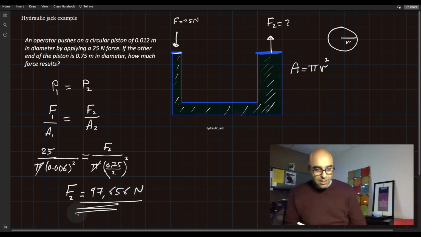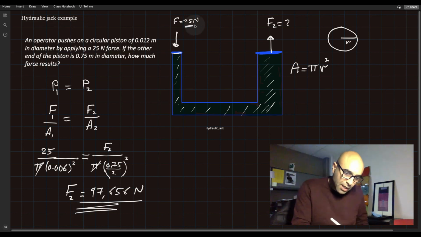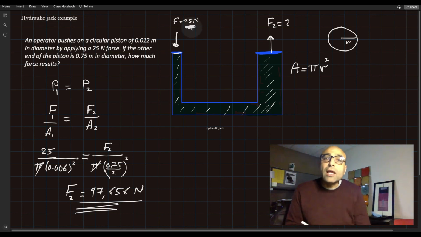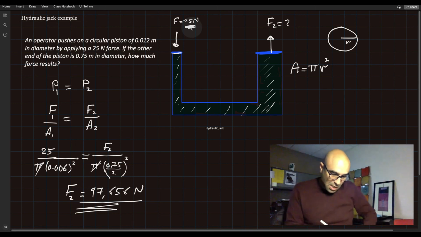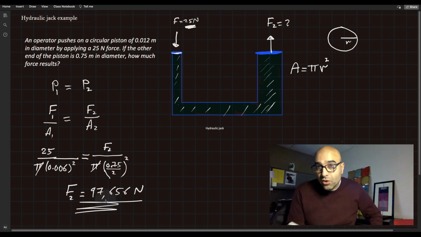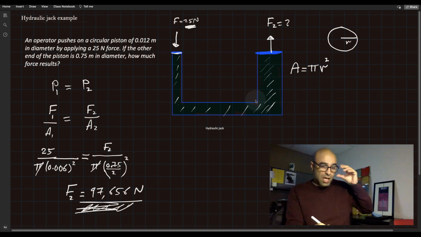That's amazing, isn't it? Can you believe that? We put only a 25 Newton force on one end. This could be a small force of your hand, and on the other side you get 97,000 Newton. The weight of your car is about between 15 to 20,000 Newton. So this is probably a big truck. So this is a very efficient hydraulic jack, if you will.